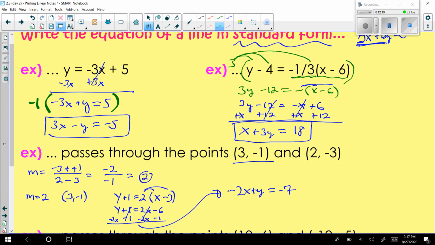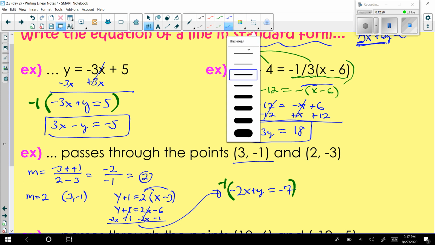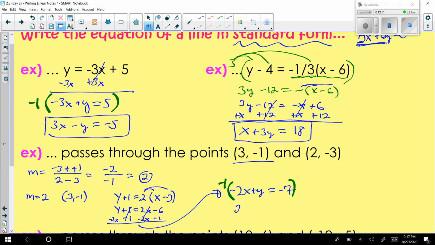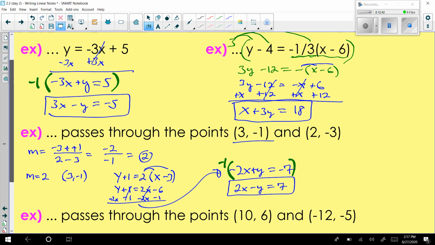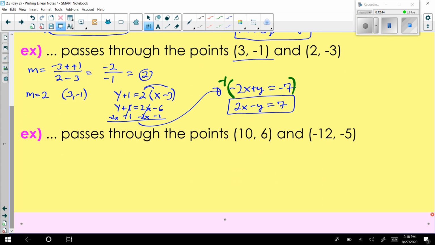Again, we want the coefficient in front of our x to be positive. So multiply everything times -1 to do that. And that gives me 2x minus y equals +7. Yeah, it's in the form ax plus by equals c. So that one's done. All right, last one passes through the points 10, 6, and -12, -5. Why don't you pause right here, and I will too, and we'll see if we all get it correct.